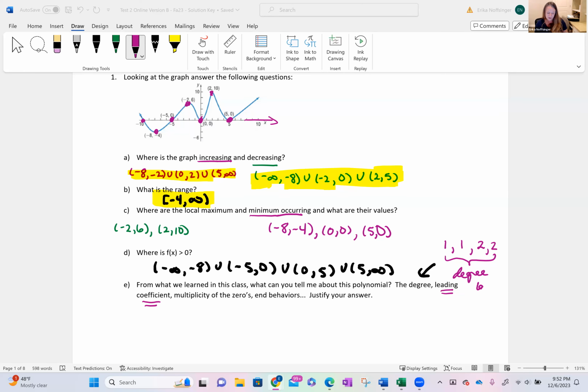So let's continue on. We talked about the multiplicities of our zeros. We counted it up, and with those multiplicities, this could be a degree 6. The degree 6 matches with our end behaviors of our graph. And we talked about the end behaviors of a graph as we were looking at the coefficient, leading coefficient. So we've justified our answers and what we just talked about. So let's move on to the next question.